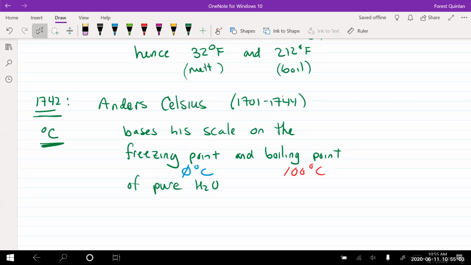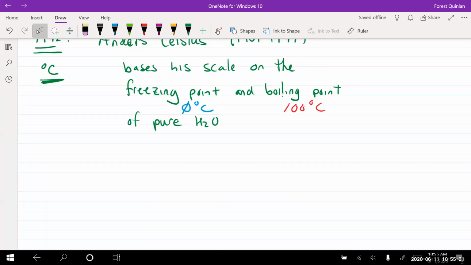Now, there's a problem, however, in both Fahrenheit and Celsius, and that is the negative number aspect, because there are several calculations that we need to do wherein if we have negative numbers, things don't make sense. And so we have our third temperature scale. That third temperature scale comes to us in 1848, so about 100 years later.